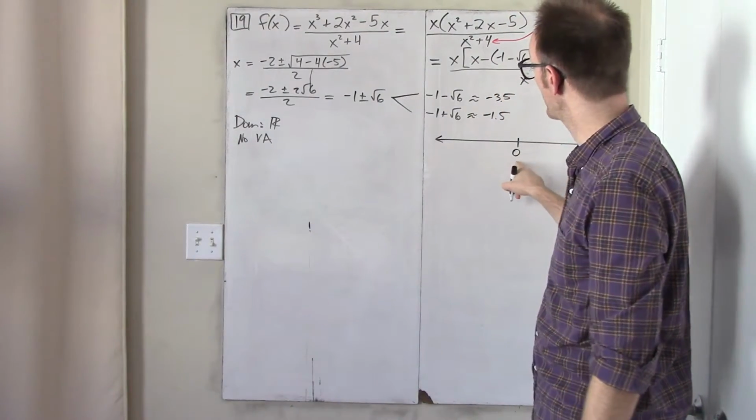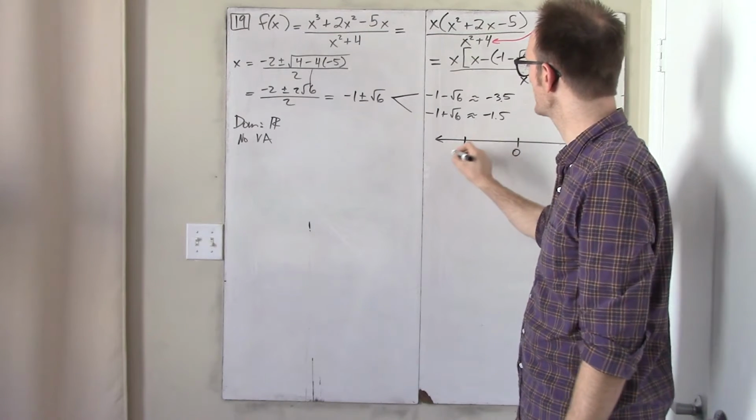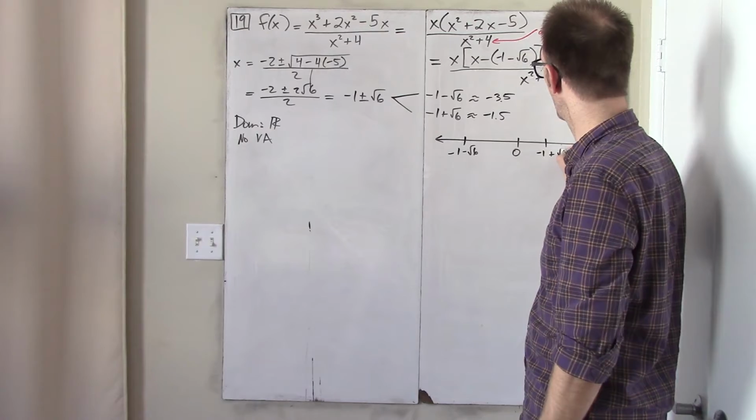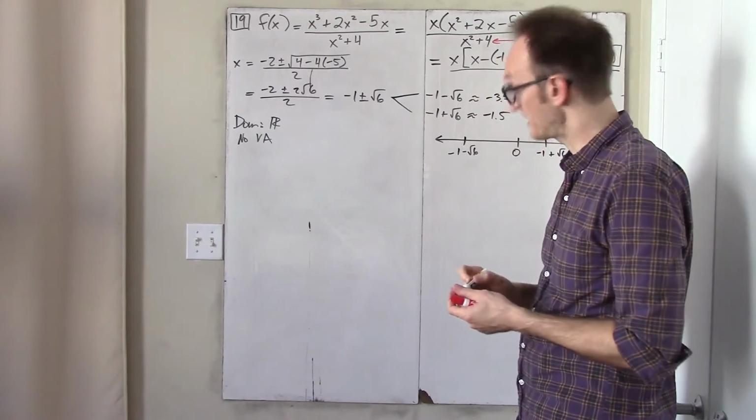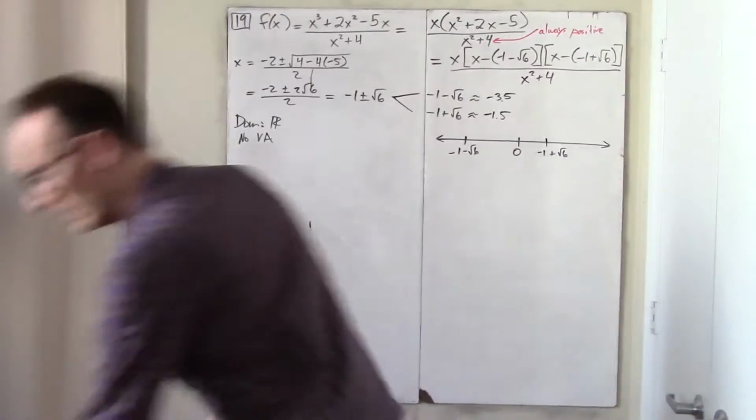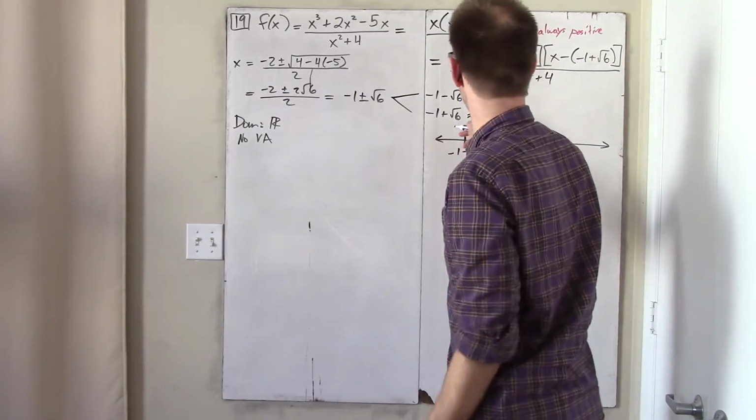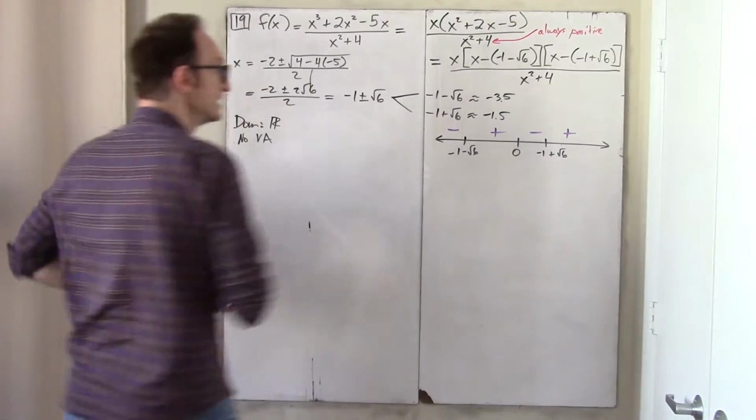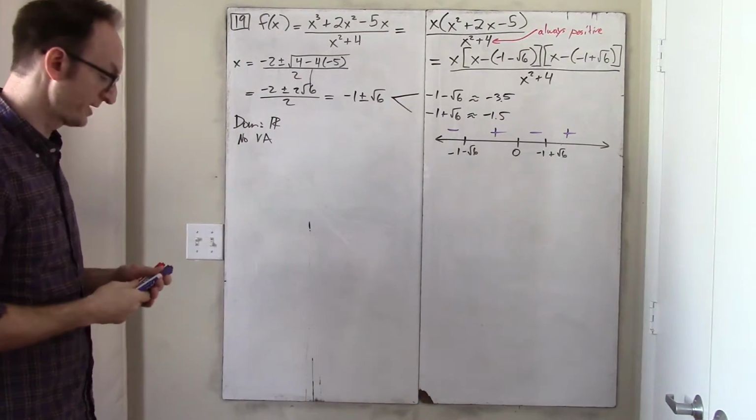Okay, and what do we know? There's a sign change at 0 because it's a single root at 0. There's a sign change at negative 1 minus root 6, and there's a sign change at negative 1 plus root 6. And that's a cubic in the numerator, so the end behavior is going to start negative, then positive, negative, positive. Okay, so feeling pretty good.